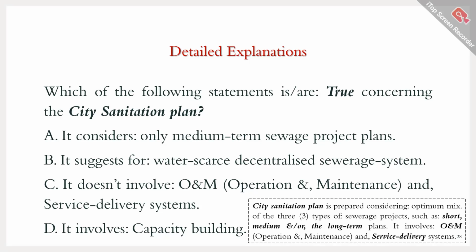So the explanation is: city sanitation plan, or CSP, is prepared considering an optimum mix of three types of sewerage projects, such as short, medium and long-term plans. It involves O&M, that is operation and maintenance, and service delivery systems. Hence, option B and D are the correct answers.